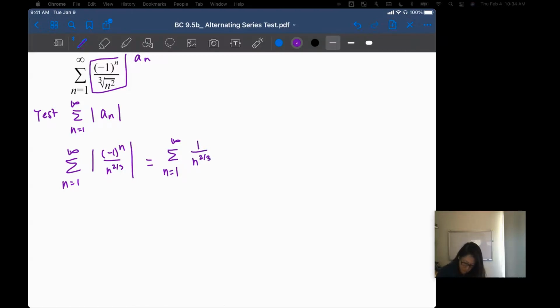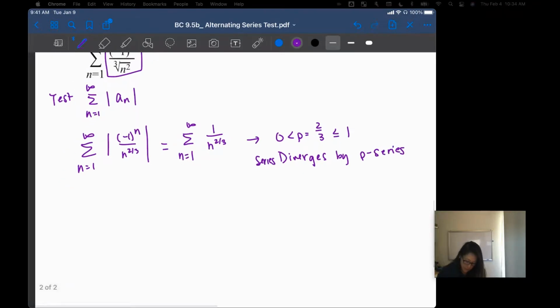What I see is that this is a p series. P is equal to 2/3, which is less than or equal to 1, which is greater than 0. So this series diverges by p series. Okay, now that's fine and dandy.